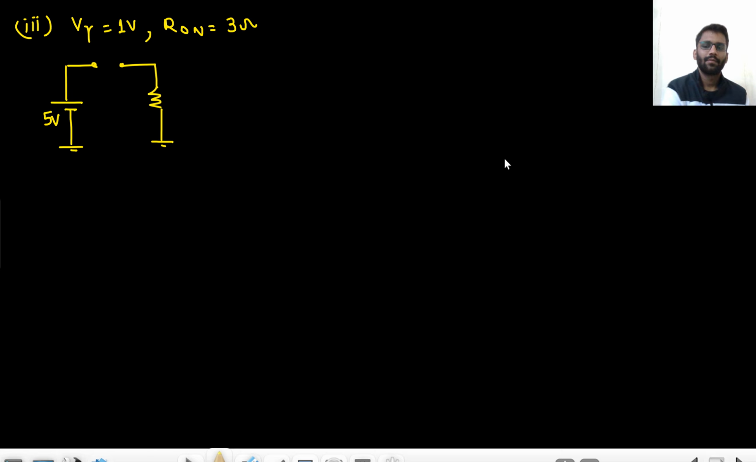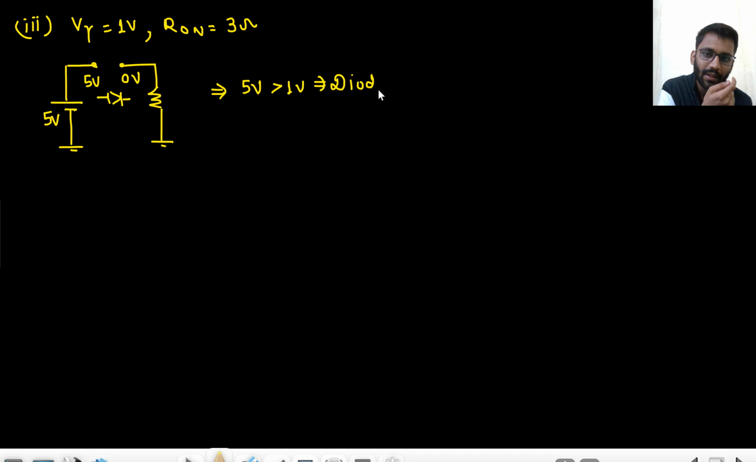Okay, so what is the potential here? That is 5 volt. What is the potential here? That is 0 volt. And what was the diode? Diode was like this. So here your 5 volt is greater than 1 volt. That's why your diode is on. Okay, and if the diode is on, how will you replace it? This is 5 volt. If diode is on, I will replace it with the battery of 1 volt and the R on resistance and this resistance.